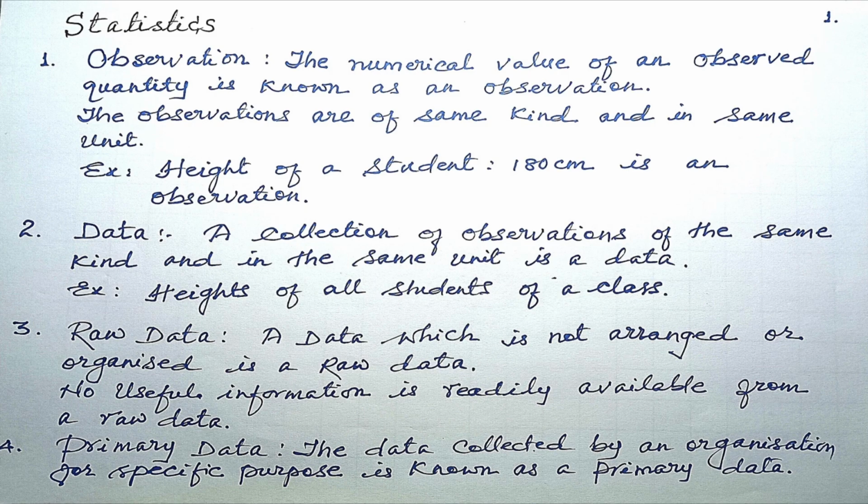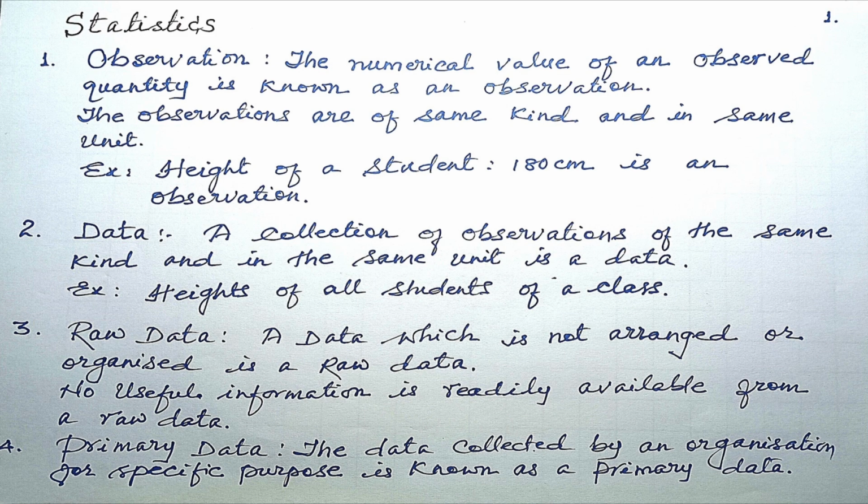Now, the data are of different types. We have raw data: data which is not arranged or organized and from which we cannot get any useful information. No useful information is available to us from raw data because it is not processed. Therefore, unprocessed data is raw data.